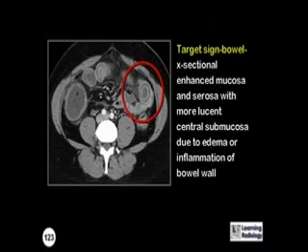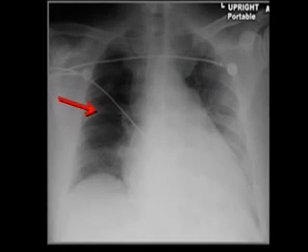This is the target sign in bowel, which is the cross-sectional enhanced mucosa and serosa with a more loosened central submucosa due to edema or inflammation of the bowel wall, such as might be seen in Crohn's disease. What is the name of this sign?